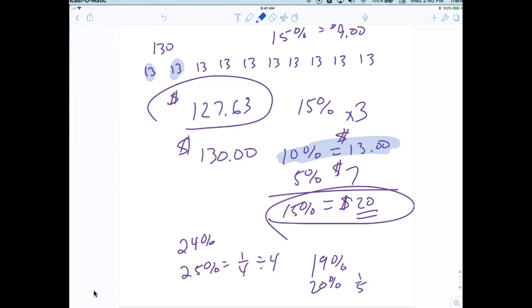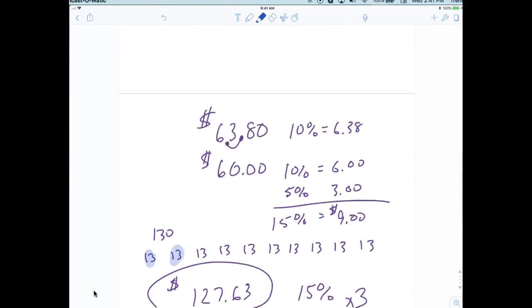Now listen to me. If I've done a good job, the assignment will be pretty easy. We're estimating, so we don't need a calculator, and I want you to be good at numbers.